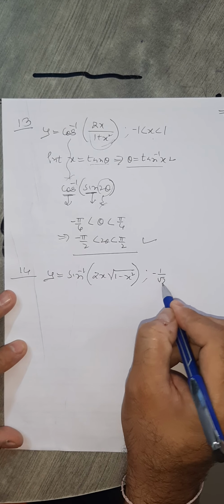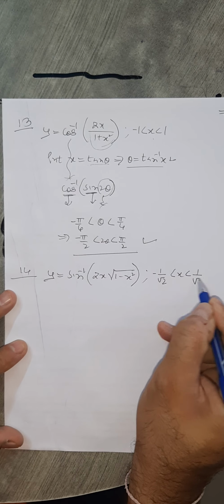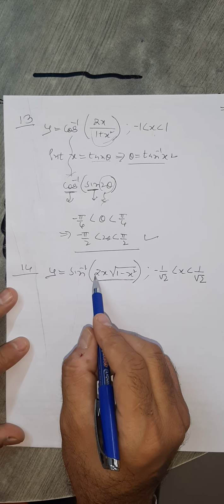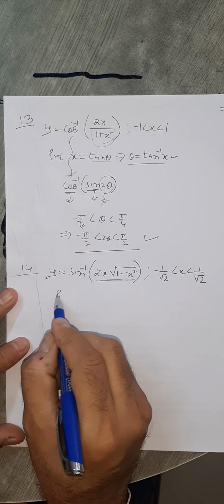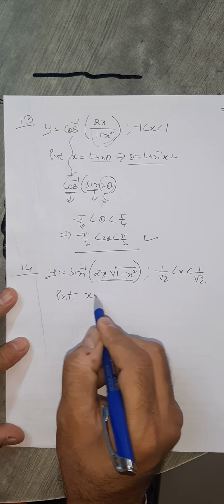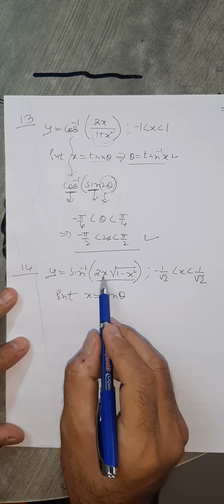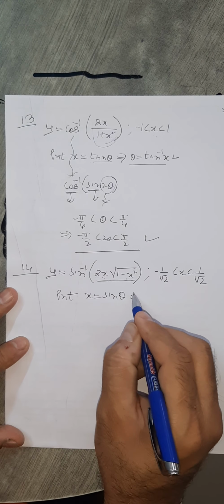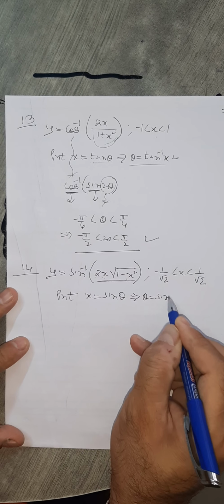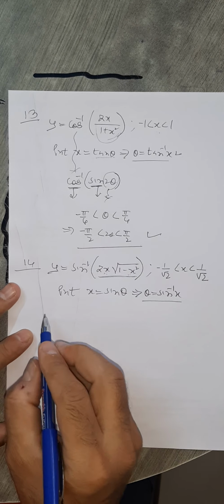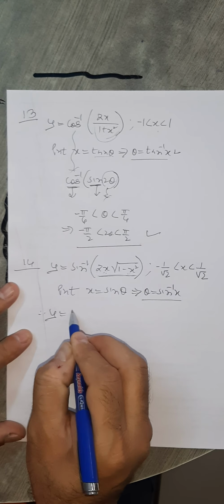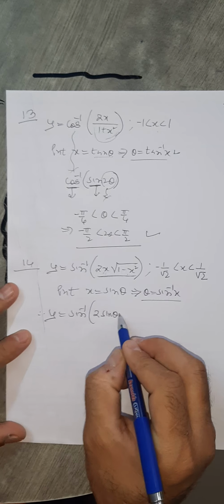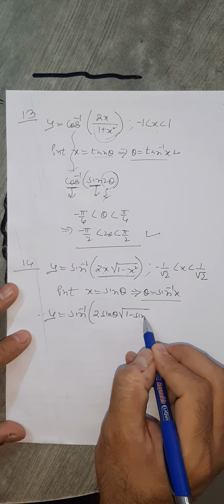Range is from minus 1 by root 2 to 1 by root 2. Now if you recall, this is like 2 sine theta cos theta, remember. So what we'll do? We put x equals to sine theta substitution. You can put cos theta also. Then it becomes 2 cos theta sine theta. Choice is yours. What is theta? Sine inverse x. Okay. We place there. So this will be sine inverse 2 sine theta into root of 1 minus sine square.